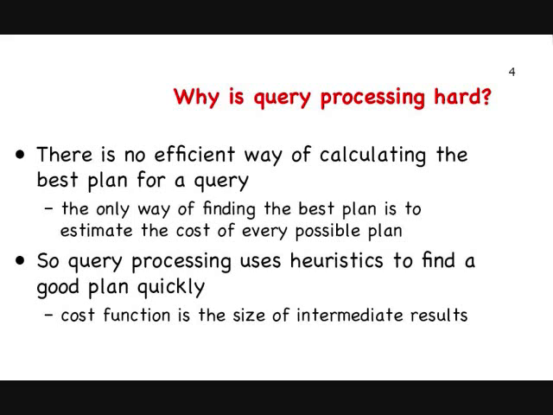Okay. Now, what we try and do, the approximation here is, for query processing, we say the cost function that we're trying to minimize is the size of intermediate results, hence the statistics.